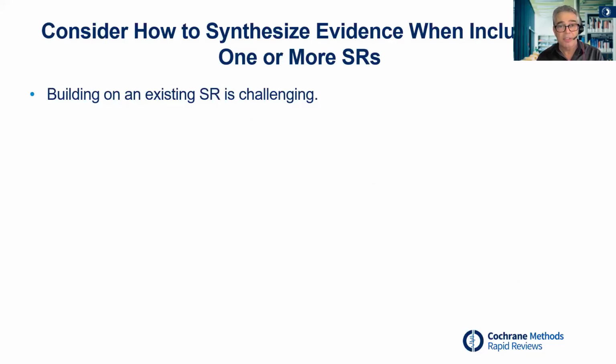Rapid reviews sometimes use well-conducted systematic reviews as a base to address a key question or parts of a key question. However, building on an existing review can be challenging. It is sometimes really easier to start from scratch than to build on an existing review because the quality of reporting sometimes is not ideal.